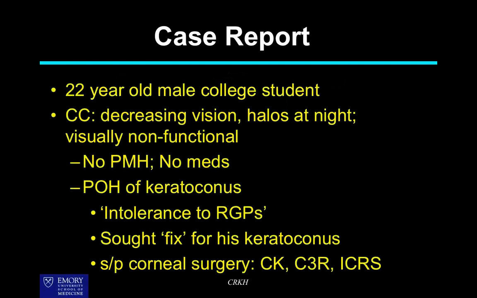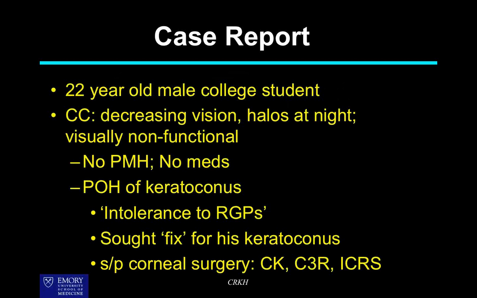So as we go on here, the first case report. A 22-year-old male college student presented to me complaining of decreasing vision, halos at night, and that he was just visually non-functional. He had no significant past medical history and took no medications. He had a past ocular history of having been diagnosed with keratoconus with a, quote, intolerance to RGPs.